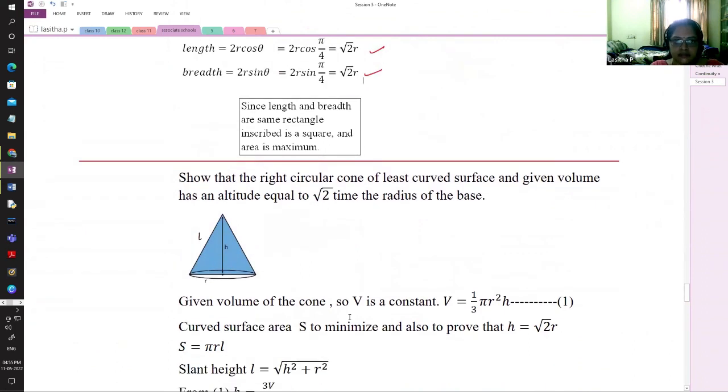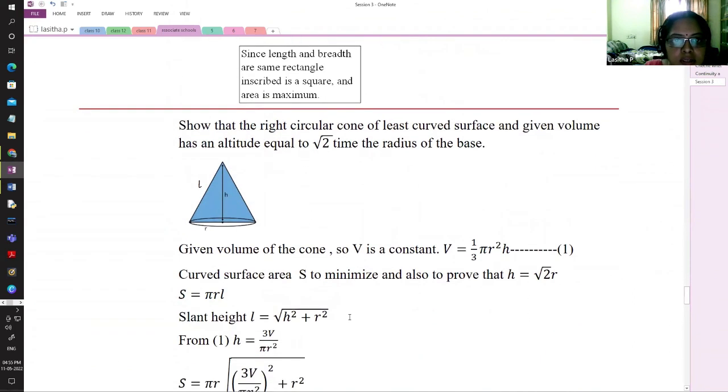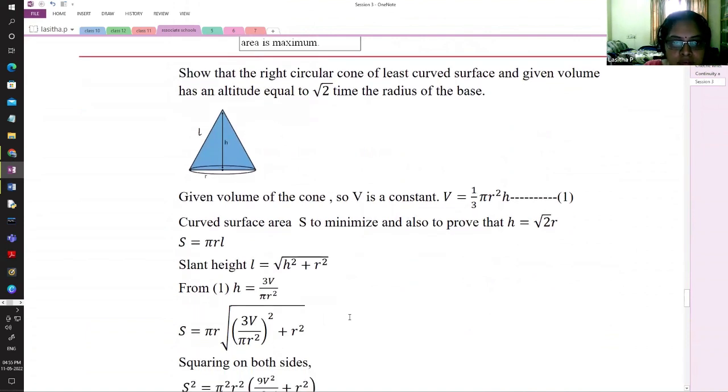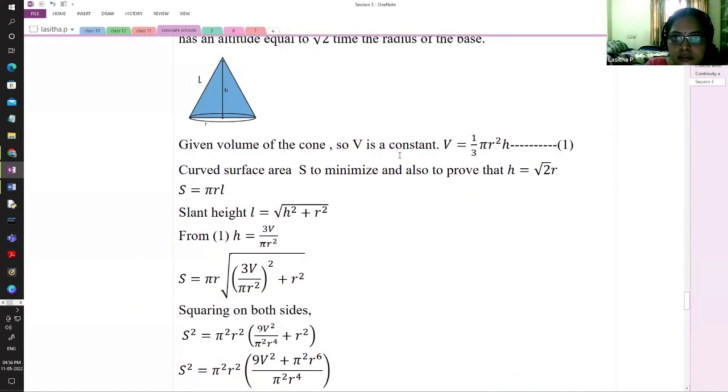And here I have taken a few more questions, which are generally asked in the board examination. That is why I picked this one. Show that the right circular cone of least curved surface with a given volume has an altitude equal to √2 times the radius of the base.